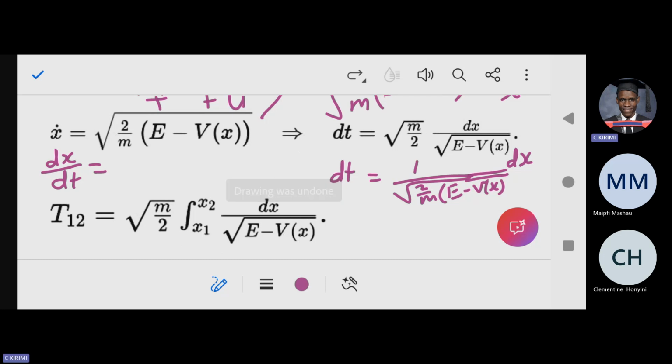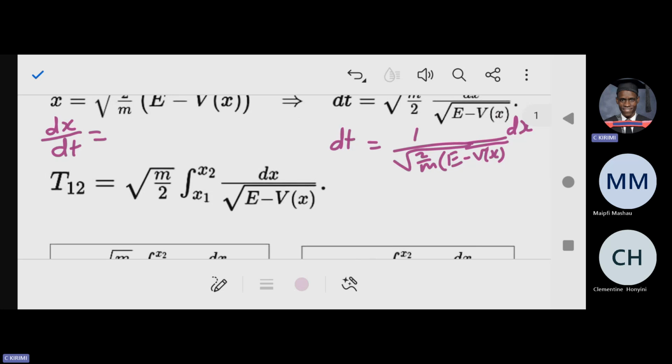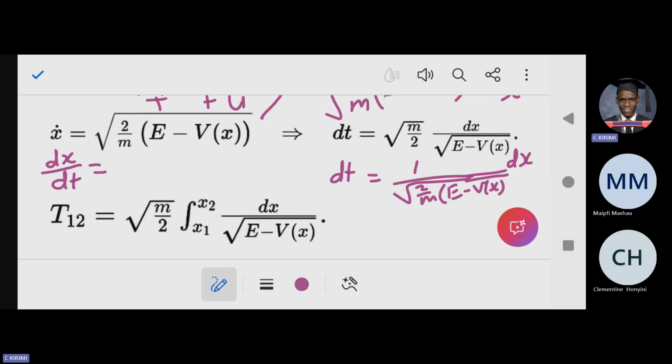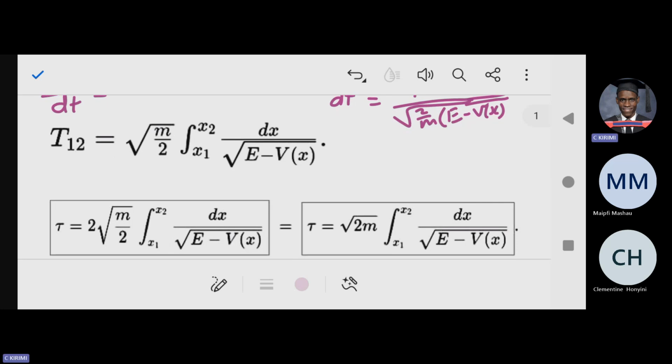Then the period of moving the particle from x1 to x2, which means we are integrating from x1 to x2. Now it's a definite integral. What did you do to the constants? The constant is m over 2. You take it out of the bracket, so m over 2 outside the bracket is a constant. So that is the time you are looking for, the period.